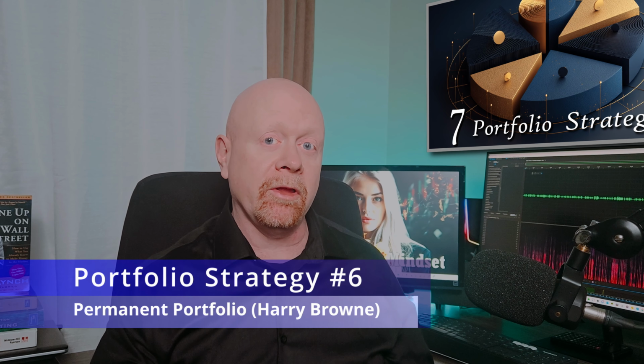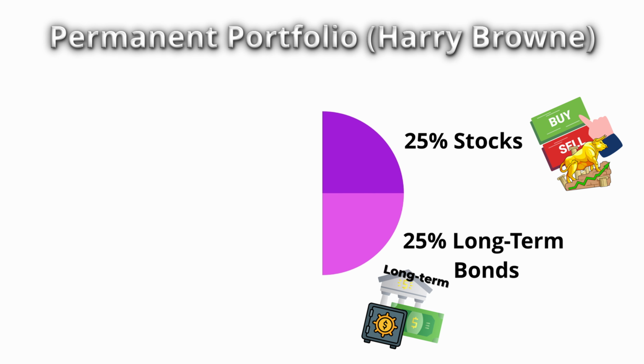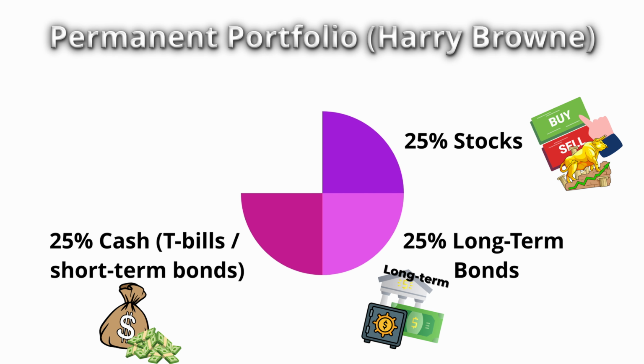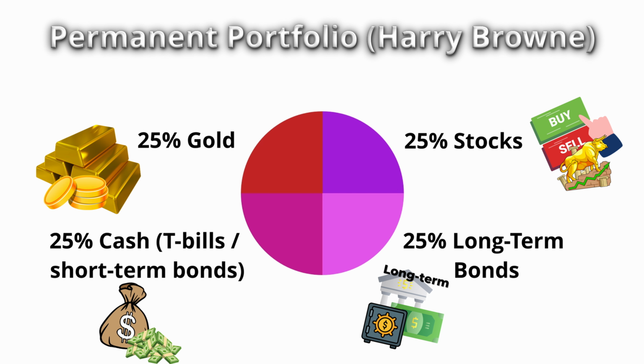over the long term. Number 6, the permanent portfolio, Harry Brown. The allocation: 25% stocks, 25% long-term bonds, 25% cash, T-bills/short-term bonds, 25% gold.